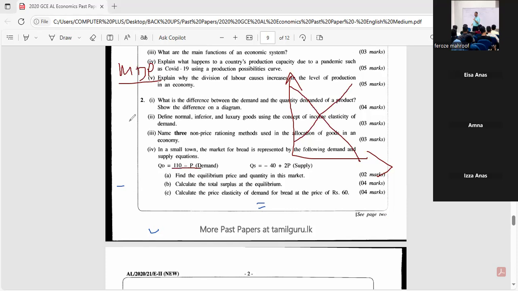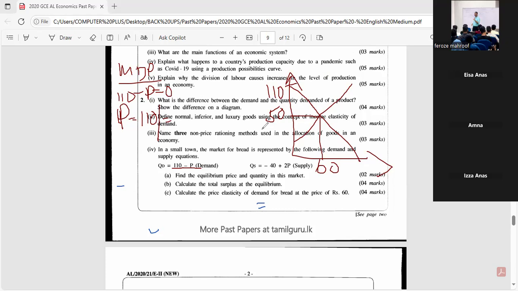QD 110 minus P. Therefore, 110 minus P is equal to 0. Therefore, price equals 110. Okay, maximum demand price 110. Already we have equilibrium price 50 and equilibrium quantity 60. Now maximum demand price we calculated, that is 110.